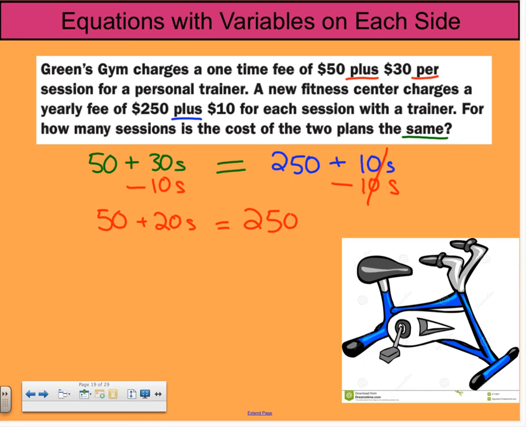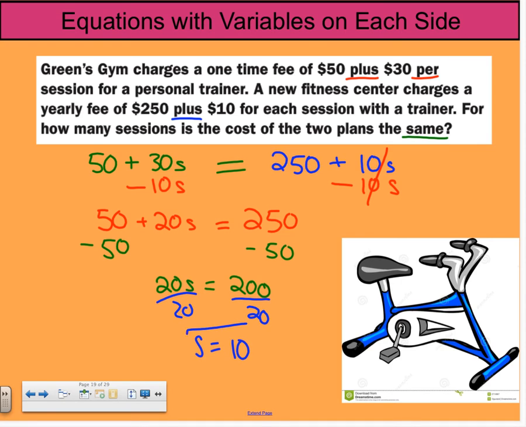Now what am I going to do? Trey, what do you think? Divide. Are we going to divide yet? What do you think? We've got to subtract the 50. Good way to catch your mistake. Good job. So I'm going to get rid of this 50 first. And now I've got 20S equals 200, right? Now what are we going to do, Bree? Now we divide by 20 on both sides. And S equals 10.